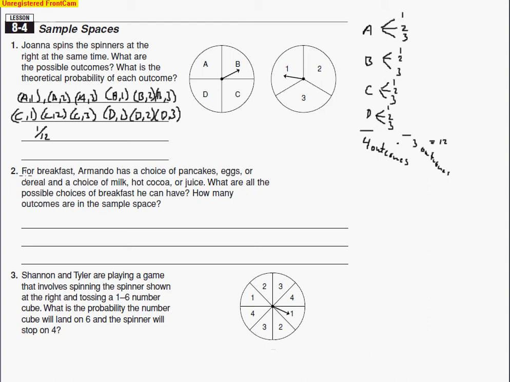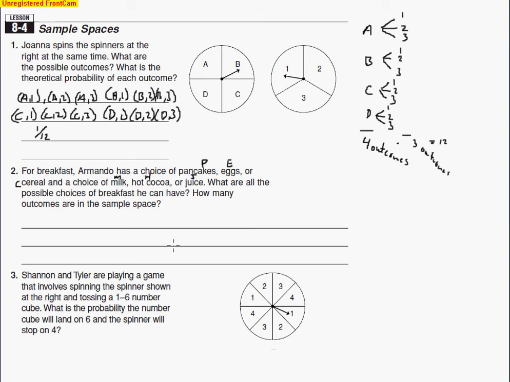Let's take a look at the next problem here. For breakfast, Armando has choices of pancakes, eggs, or cereal. So let's go ahead and write down P stands for pancakes, E stands for eggs, C stands for cereal. Now he has a choice of milk, so we'll use M. Hot cocoa, well, we've already used C, so let's use H for hot cocoa. Or juice.